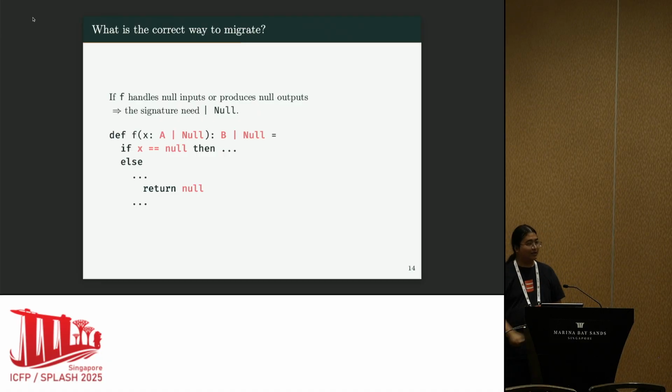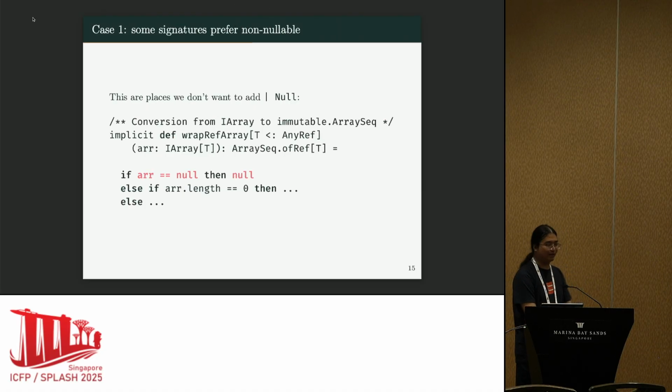Well, this sounds like a good guide to do all the migration, but we do always have some exceptions in the standard libraries. There will be some places where you don't want to add null. For example, here is a conversion function from the standard library. It is an implicit conversion from IRA to RSX, such that you can use all the array operations on the IRA. By looking at the body, it checks whether the argument is null or not, and returns null if the argument is null.